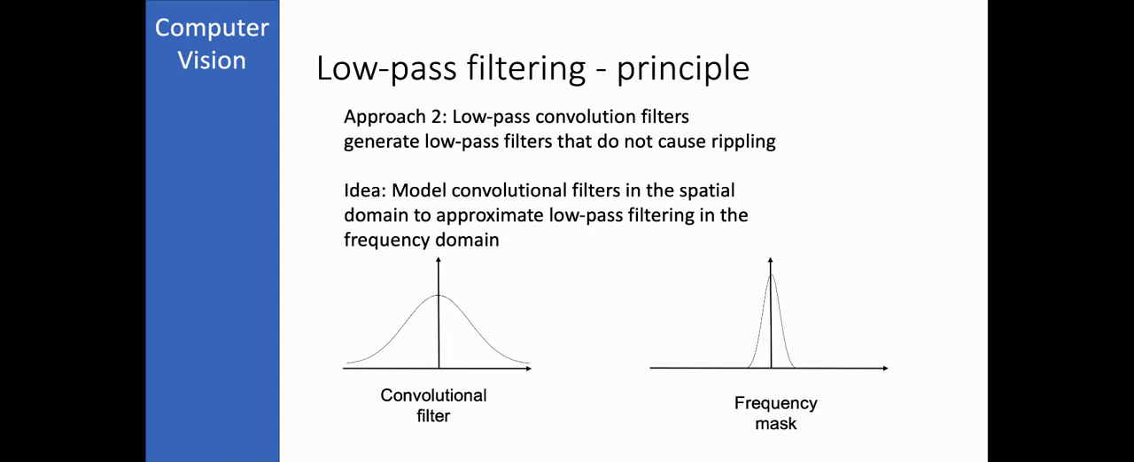The second approach says, let's not multiply anything in the frequency domain, but instead design convolutional filters in the image space. In the end, they will again correspond to multiplying the image's Fourier transform with a mask. But by designing the filters in the image domain, we can control the effect better. So we create low-pass filters, and our aim is to create filters that will not cause rippling, with no ripples in the frequency domain nor in the image domain.